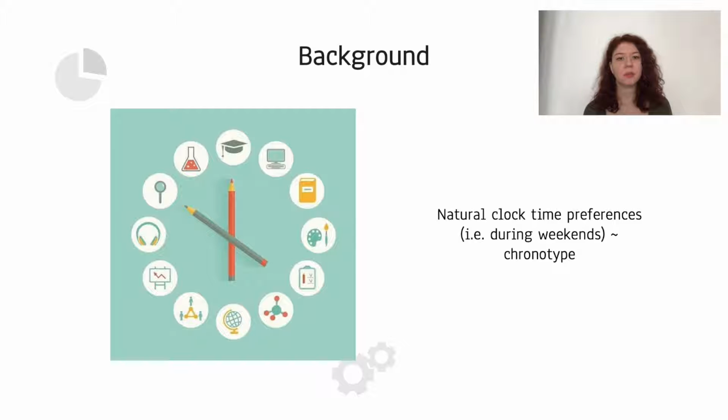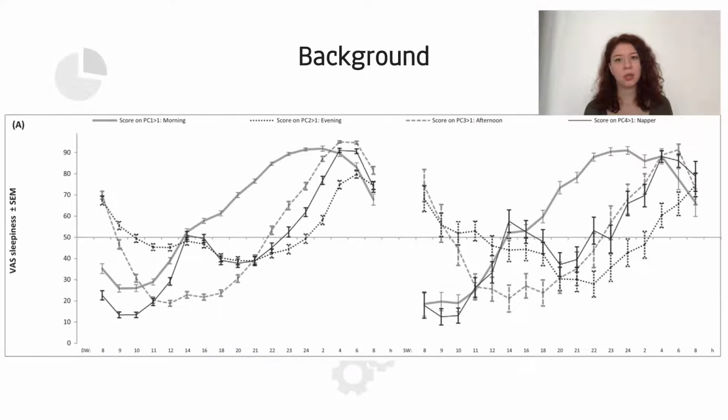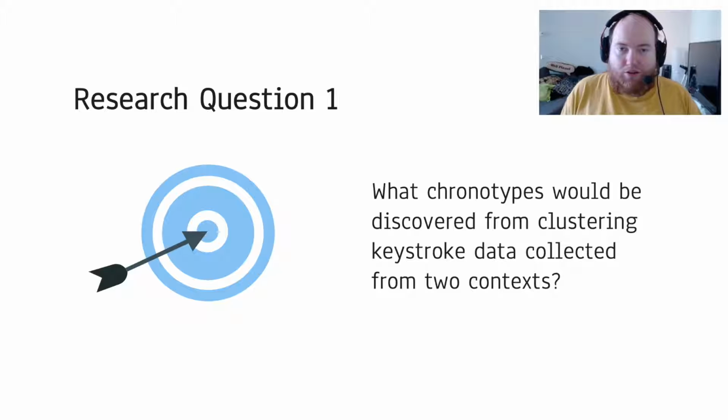Many of us heard about morning larks and night owls, but today 4 chronotypes are known: the morning type, the napper, the afternoon type, and the evening type. In this study, we decided to look whether we can observe these 4 chronotypes in programming process data. Our first research question is, what chronotypes would be discovered from clustering keystroke data collected from 2 contexts?